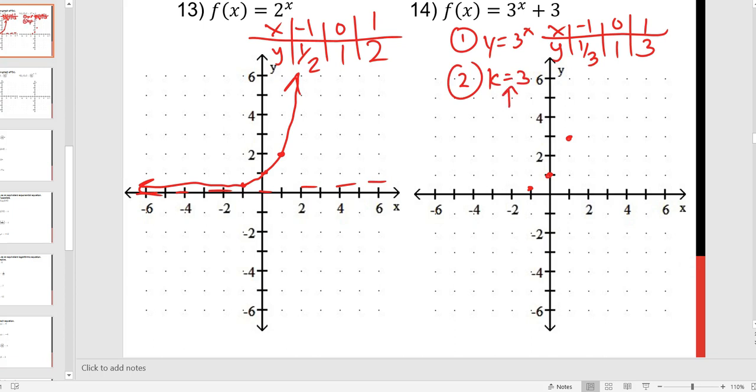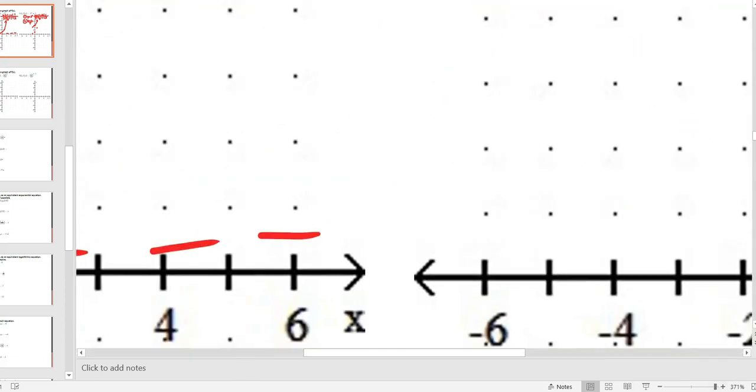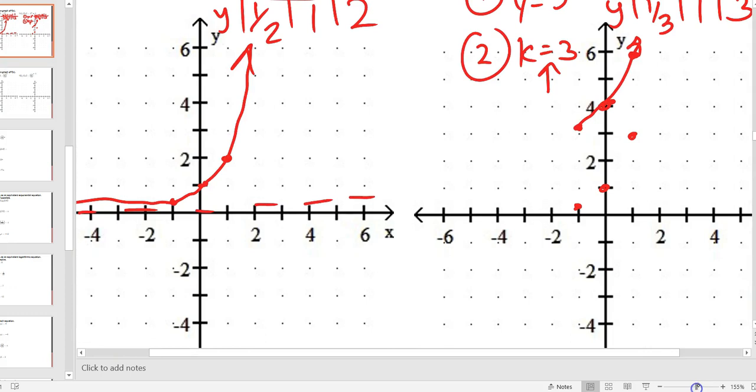Every point gets moved up 1, 2, 3. So my final graph looks just like the parent. Sorry about that. Shifted up 3.